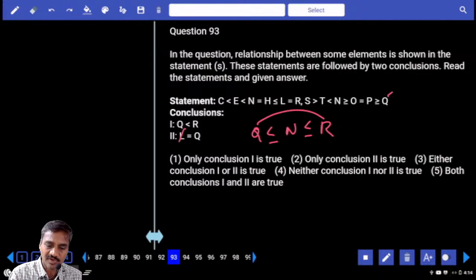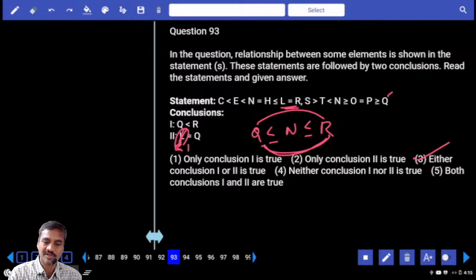In the place of R, I can take it as L, L and R are one and the same. And hence here Q lesser than R or Q equals to R. Q is either lesser than or equals to R. Either 1 or 2, choice 3, question number 93. Finally, we have got that Q lesser than or equals to R. Here L equals to what? L equals to R.